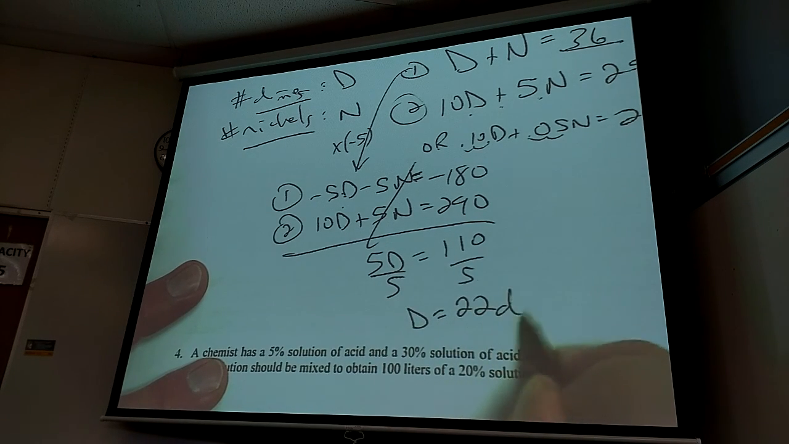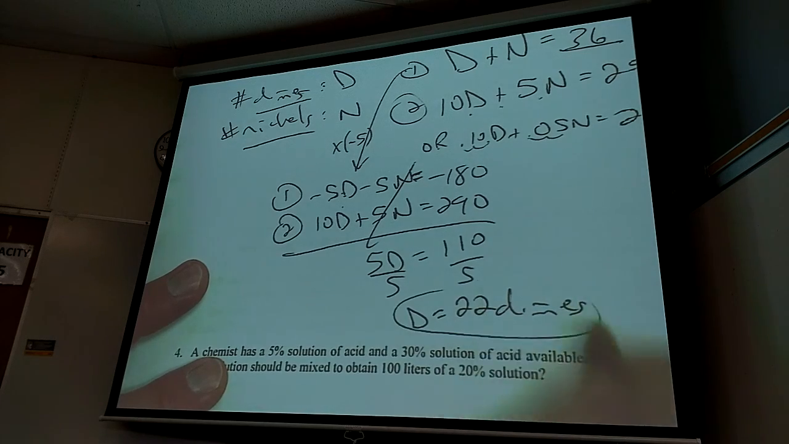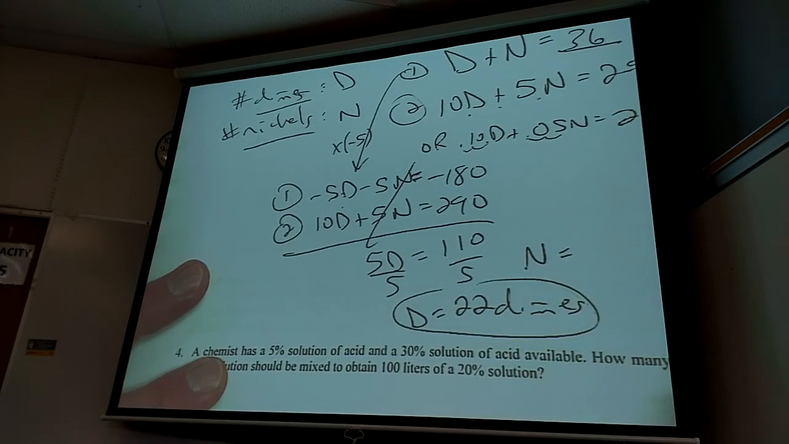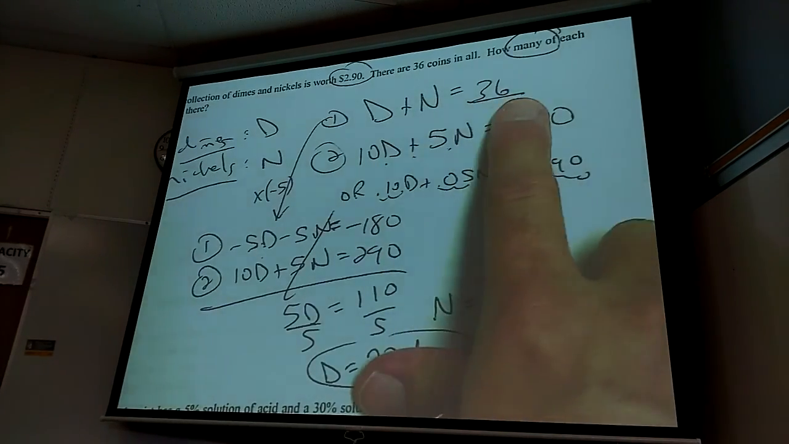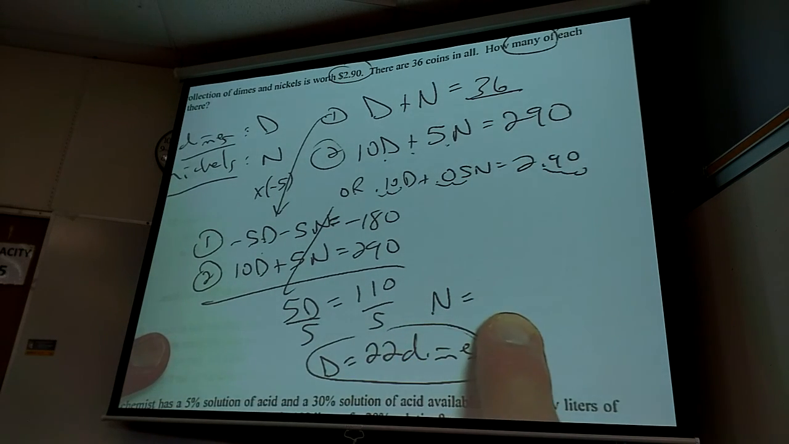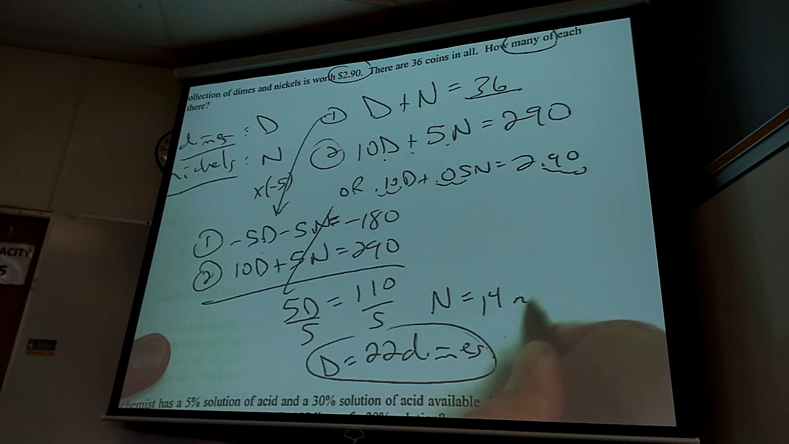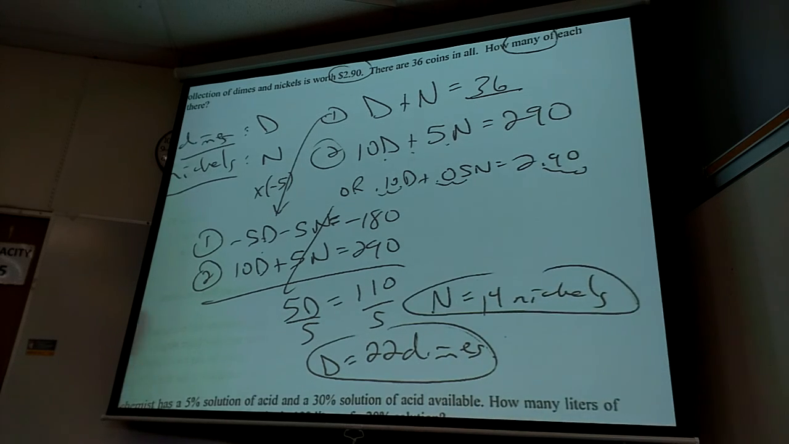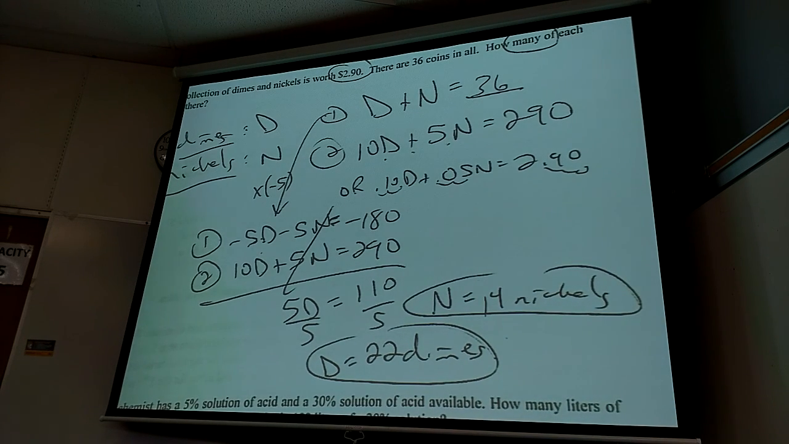22. 22 dimes, how many nickels must you have? Dimes plus nickels equals 36. 22 dimes, so I must have 14. Now you guys might have done a substitution method instead, or you might have killed the dimes instead of killing the nickels. Hopefully everybody got down to there.